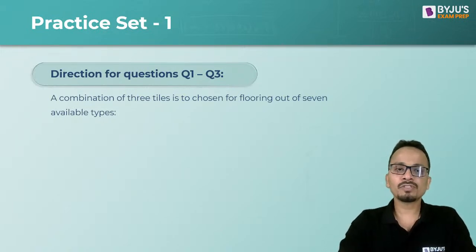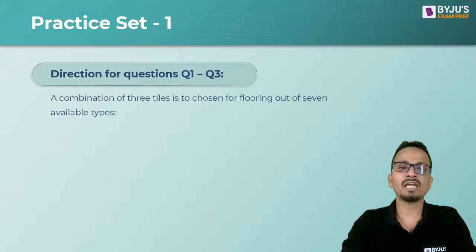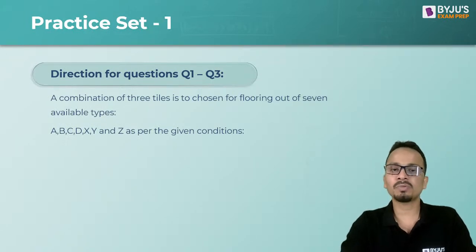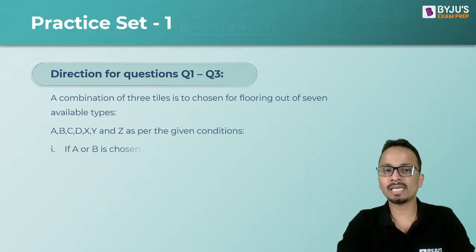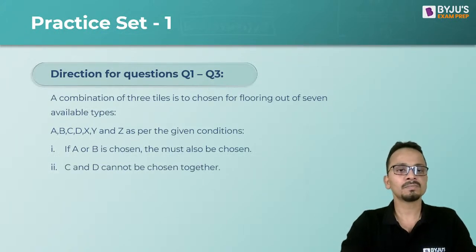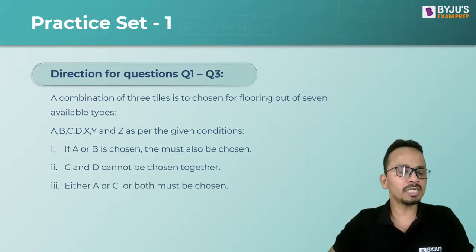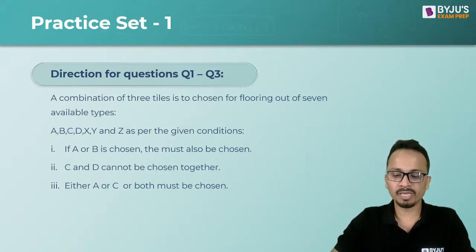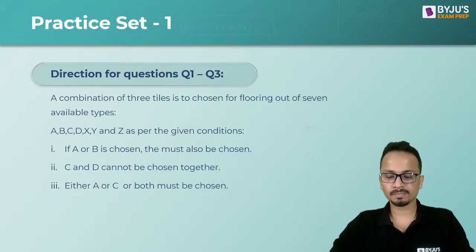A combination of 3 tiles is to be chosen for flooring out of 7 available types, A, B, C, D, X, Y, Z, as per the given conditions. So let's look at the conditions. These are the 3 conditions that we'll have to use to solve all the questions that will be given now.